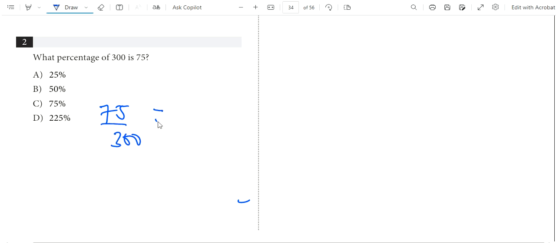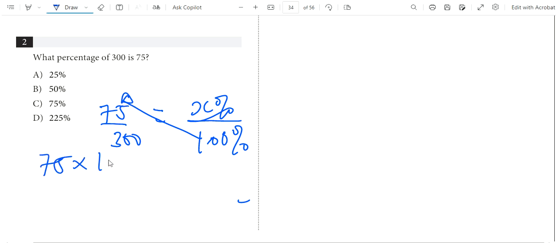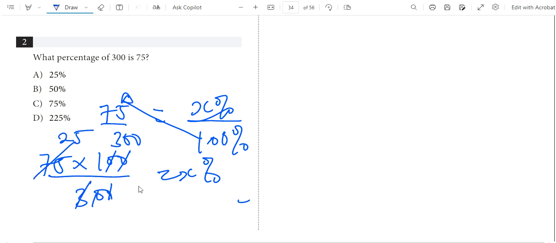I'm going to equate that to an unknown value, which is x percent, divided by 100%. So I'm going to cross multiply this, and I'm going to get 75 times 100 divided by 300. It's going to give me my value in x percentage. So if I divide all the values, I'm going to get 25. So my x percentage is equal to this. We can see that that's option A.